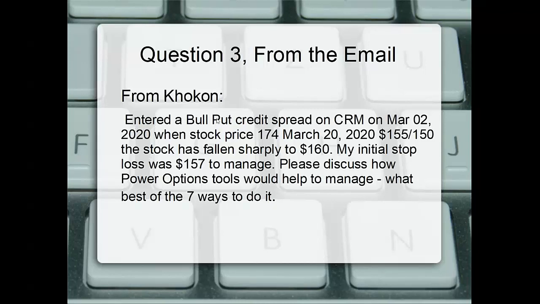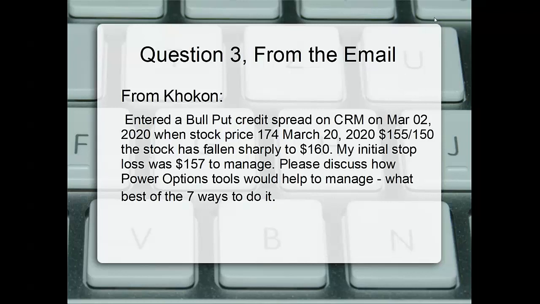Similar management technique idea. I entered a bull put credit spread on CRM for March 20th expiration, 155, 150 strike. Stock has fallen sharply and is trading now at about 160. My initial stop was 157. Please discuss how PowerOptions tools would help to manage. What are the best 7 ways to do it?